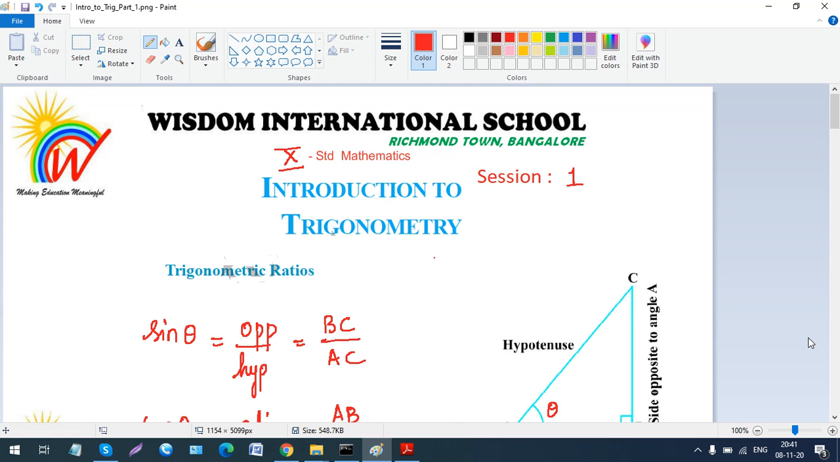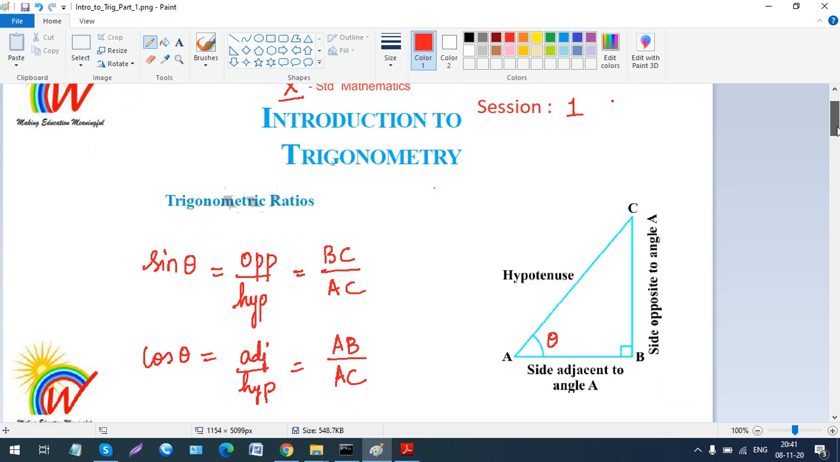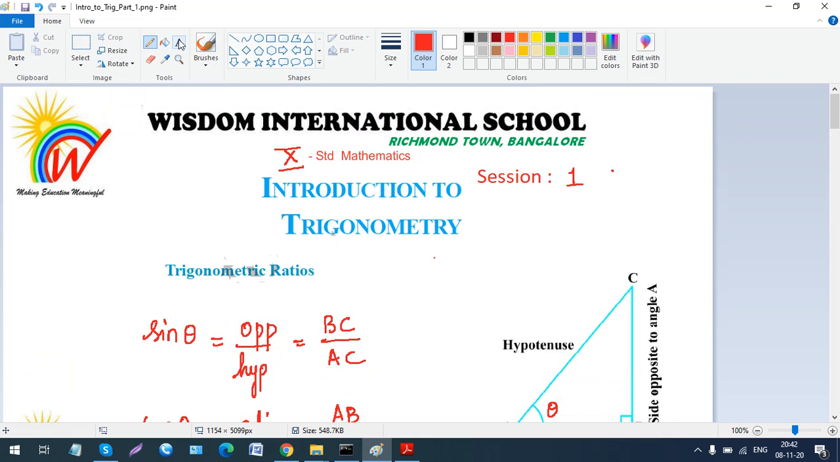Children, we are going to learn a new chapter today. This is a new concept. You won't have learned this before. It's called trigonometry. So we are going to learn introduction to trigonometry. You have two chapters based on trigonometry in 10th standard. So this is the introduction, and then you have application. Now I'm just going to introduce the things in trigonometry.